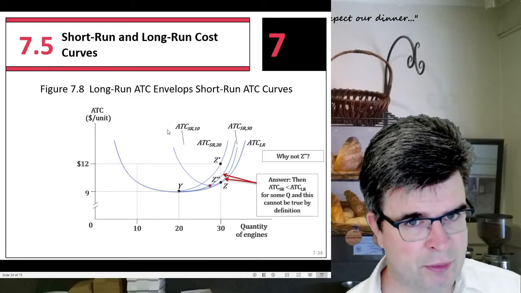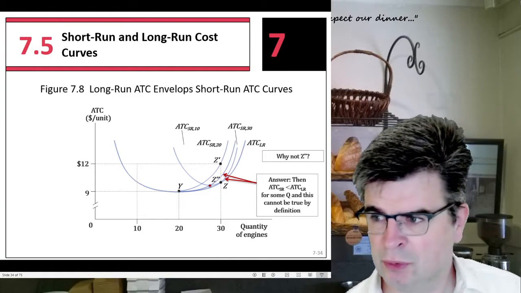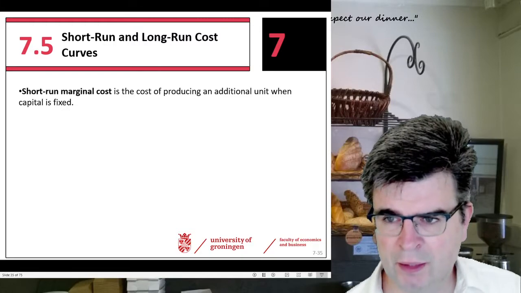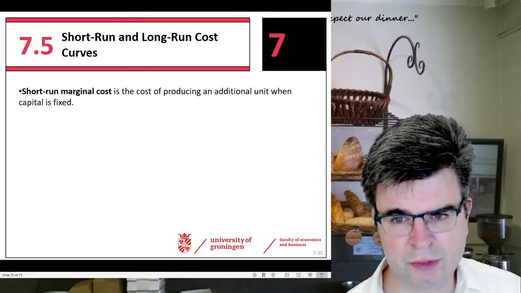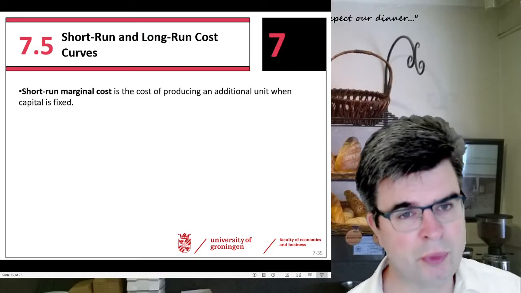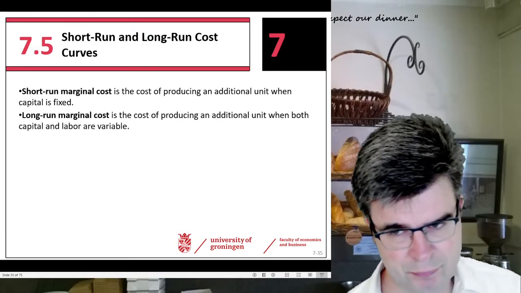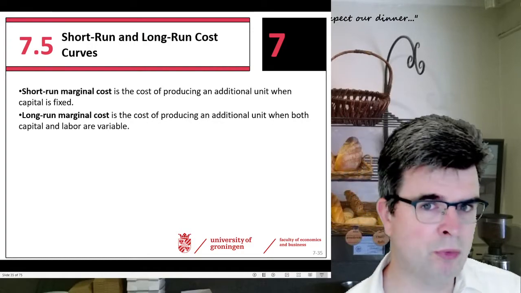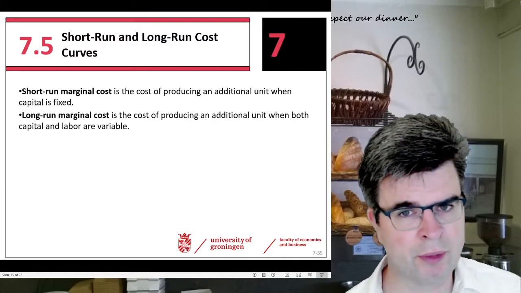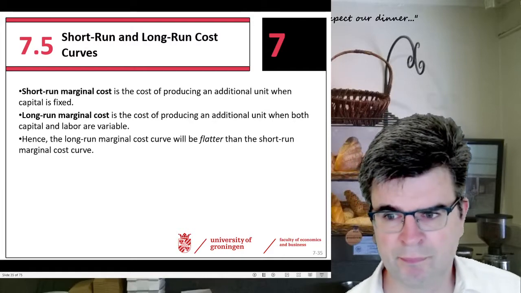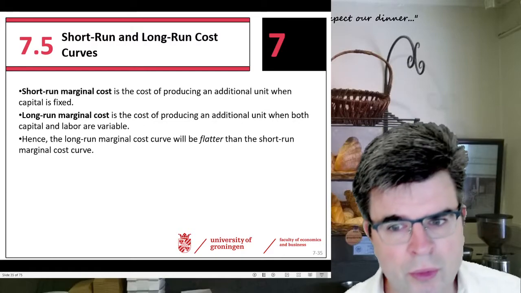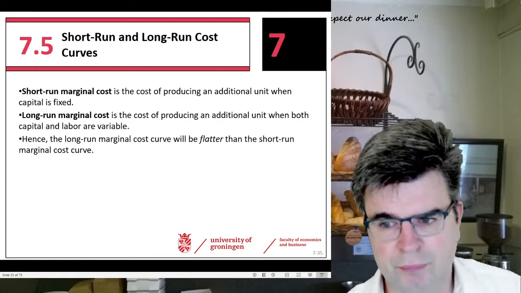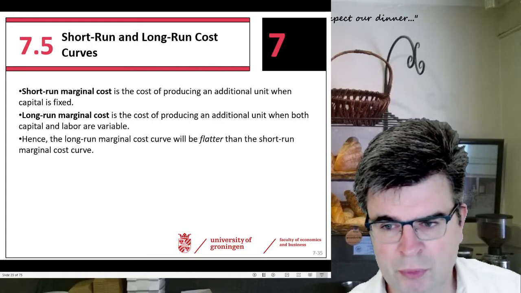Okay, so this was a short but intense episode with a couple of graphs. And then to finalize this, the short run marginal cost is the cost of producing an additional unit when capital again is fixed. And the long run marginal cost is the cost of producing an additional unit when both capital and labor can be flexibly adjusted. So it must be that the long run marginal cost curve will be flatter than the short run marginal cost curve, for the same reasoning as we followed before.